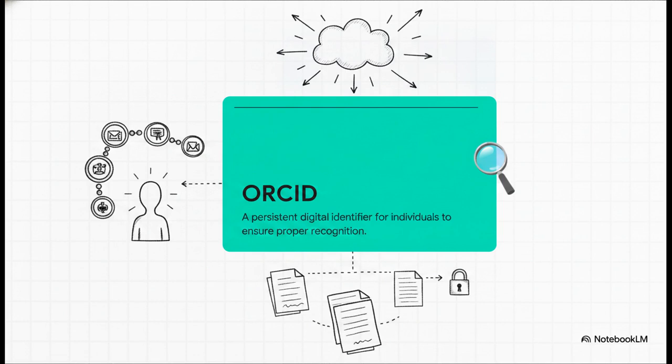Let's do a rapid-fire sequence here, starting with ORCID. An ORCID is an Open Researcher and Contributor ID. It's basically a persistent digital identifier for you, the individual researcher. If you have a common name, or maybe if you change your name during your career, your ORCID ensures that every single piece of research you contribute to is properly recognized and tied directly back to you.